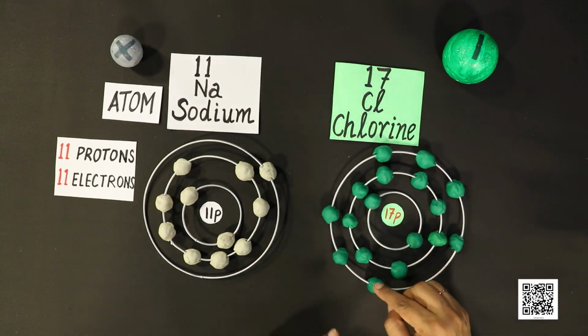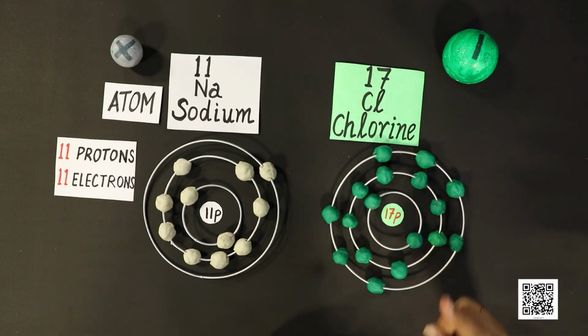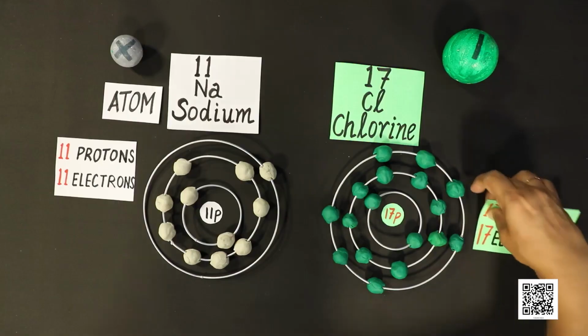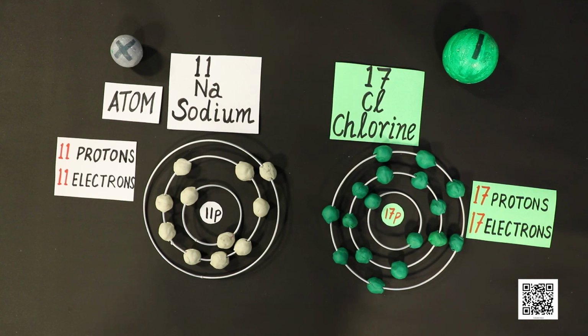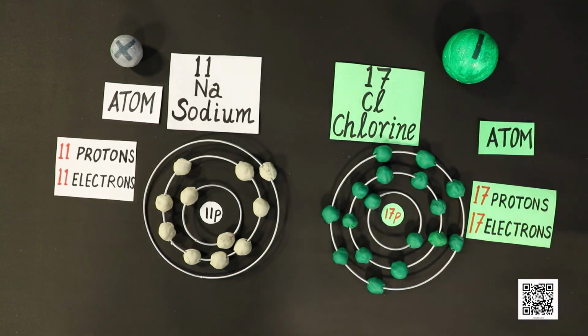And now, in the outermost shell, we have... count the number of electrons. Yes, 7 electrons. So this is 1 electron short of its octet. So this is how the chlorine atom looks, and it has 17 protons and 17 electrons. So this is electrically neutral.